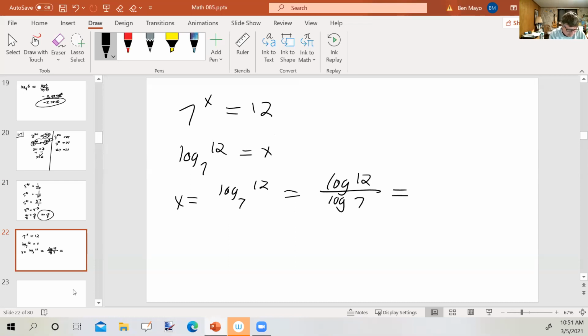Let's see, the log of 12, close it up, divided by the log of 7, close it up, and I get 1.276989408. And rounding to 4 places, the 8 would round up, so we're going to get 1.2770. Okay. Any questions there?